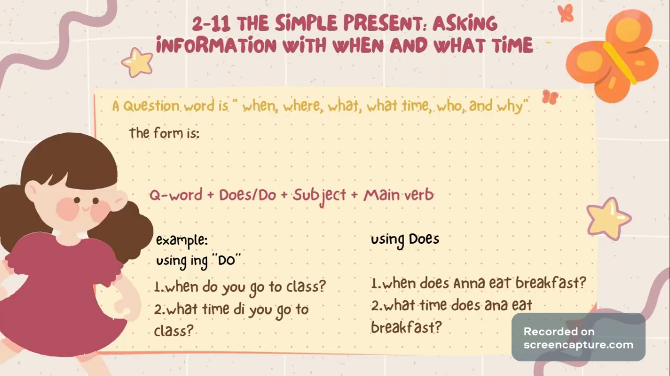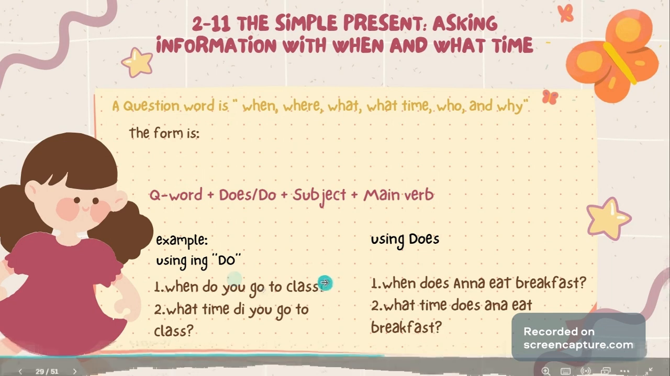Next, the simple present asking for information with when and what time. The question words are when, where, what time, who, and why. The form is: a question word plus does or do, subject, and main verb. Example, if we use do, when do you go to class? The question word is when, we use do, the subject is you, and the main verb is go to class.